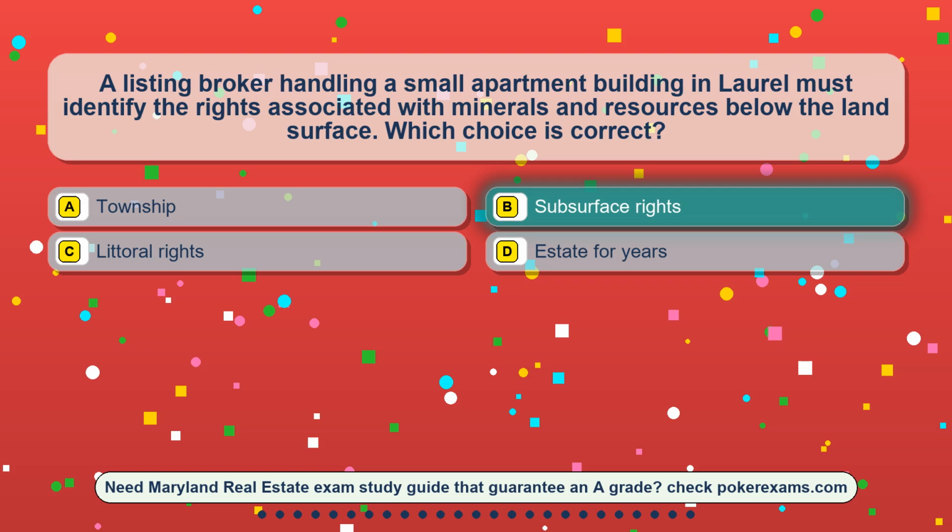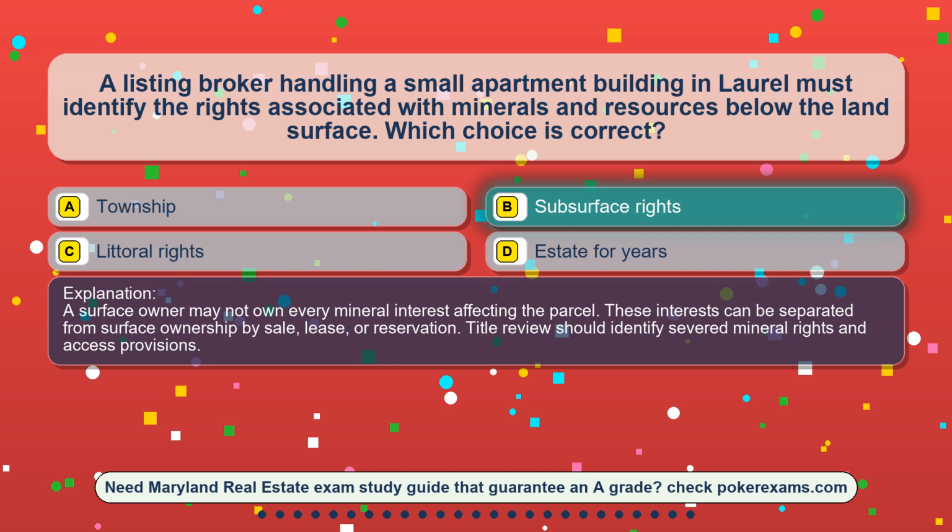The correct answer is option B, subsurface rights. A surface owner may not own every mineral interest affecting the parcel. These interests can be separated from surface ownership by sale, lease, or reservation. Title review should identify severed mineral rights and access provisions.